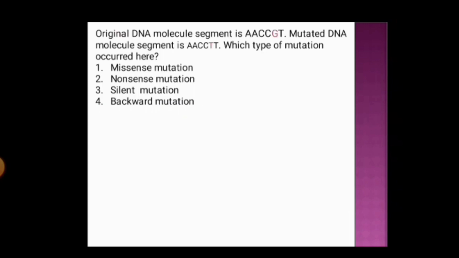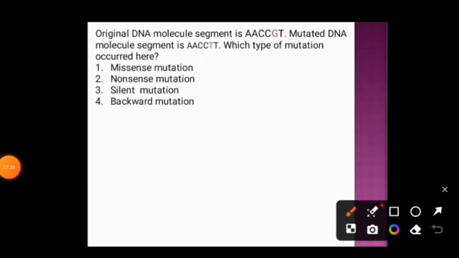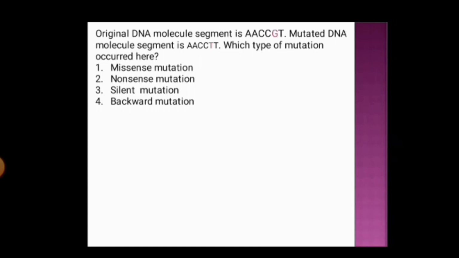Okay. Next one, the original DNA segment is AAC-CGT. The mutated DNA molecule segment is AAC-CTT. Which type of mutation occurs here? Here also there is a mutation in one nucleotide base, so this is also a point mutation. Here the options are missense mutation, nonsense mutation, silent mutation, and 4 is backward mutation. And the answer will be option 1, that is missense mutation.